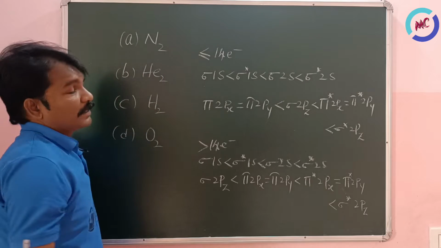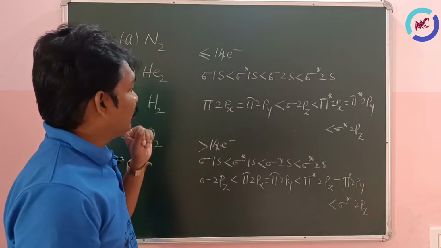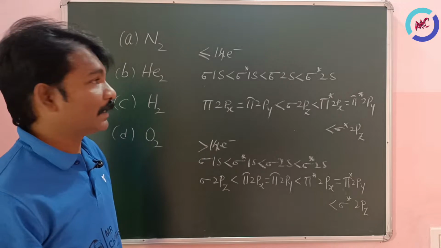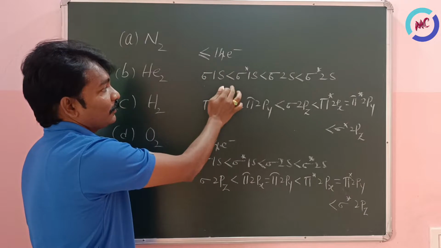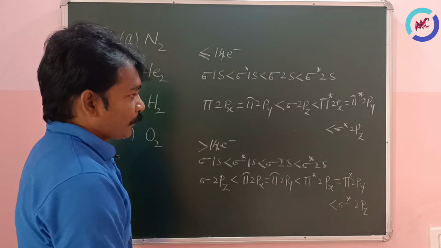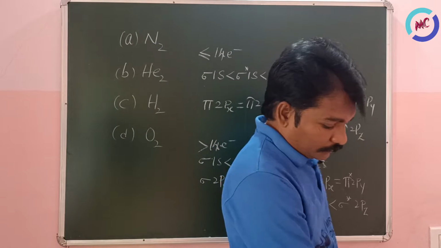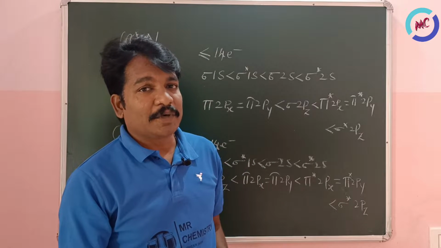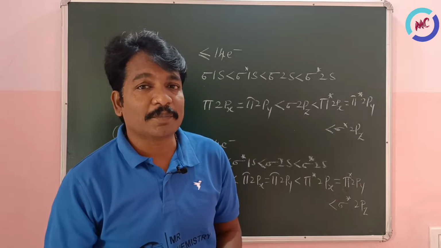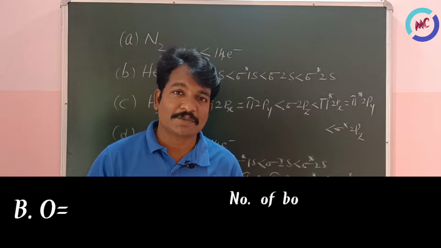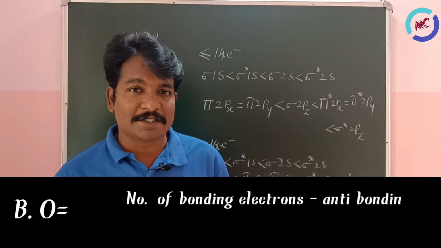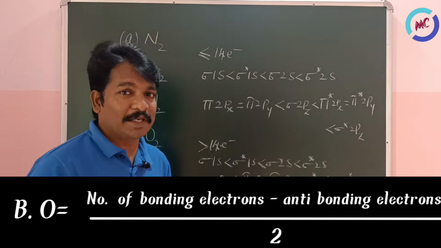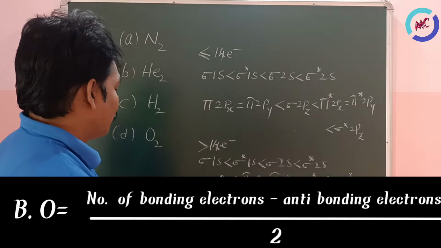Okay, now we will check. In the case of nitrogen, how many electrons are there? Each nitrogen has 7 electrons. N2 means 2 nitrogens, so 14 electrons. After finding the number of bonding and anti-bonding electrons, how will we find the bond order? Bond order is equal to the number of bonding electrons minus anti-bonding electrons, divided by 2. If you use that formula, we can find the bond order.